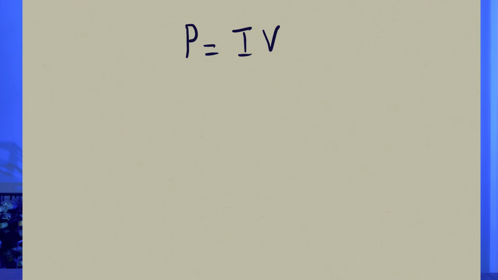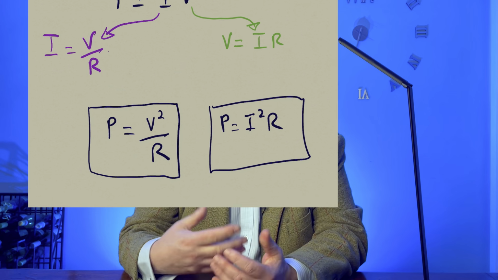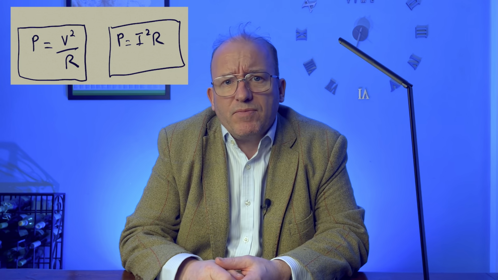I promised you two bonus equations at the end that you might find useful. If we combine the power equation and the resistance equation, we find that we get P is V squared over R, or P is I squared times R. Using one of these may save you from using two different equations in the same answer. Good luck with your calculations.